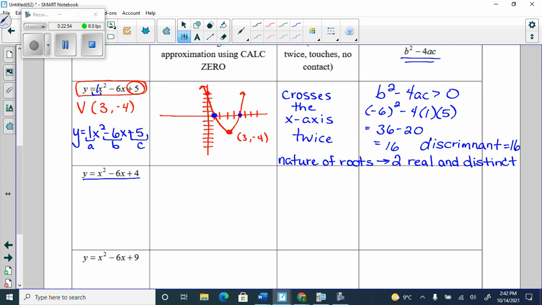It's a minimum at (3, -5). How did I find that? I typed it in my calculator. Nothing crazy. Then I want the x-intercept.